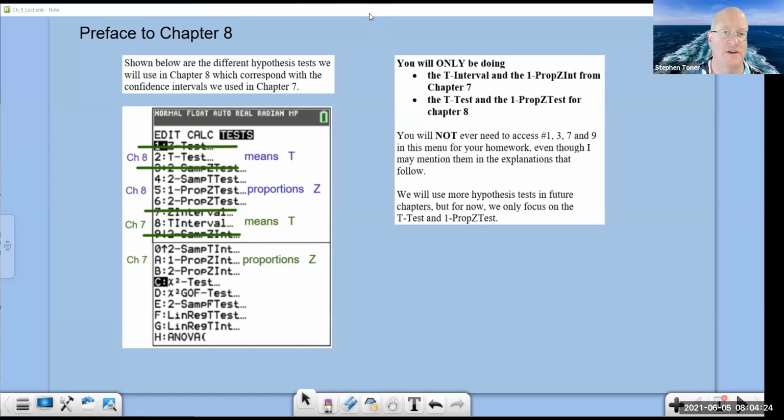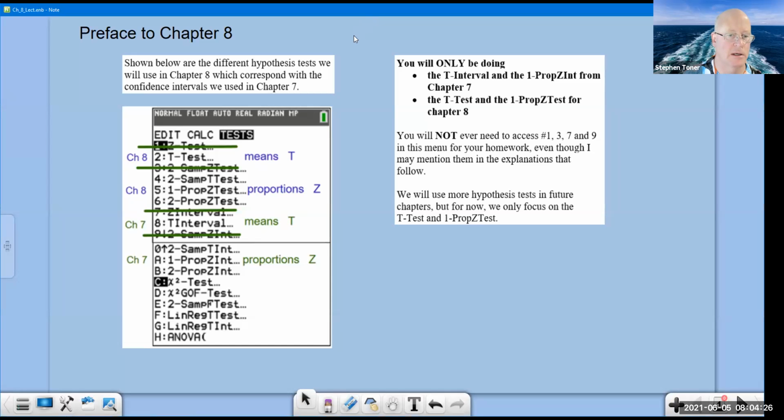In this first video for chapter 8, we're going to really set up the logic for the hypothesis tests, which are going to carry us through this whole chapter. And I'd like to begin by sharing with you again what features we're going to be using on our calculator.